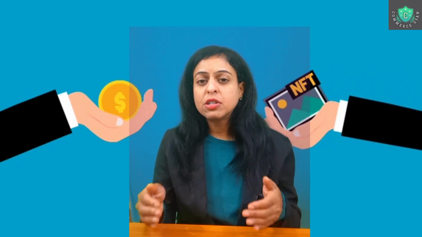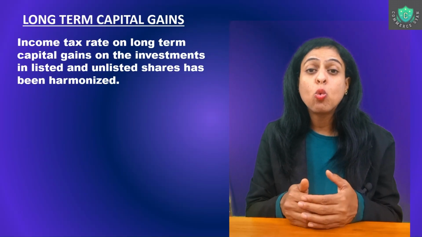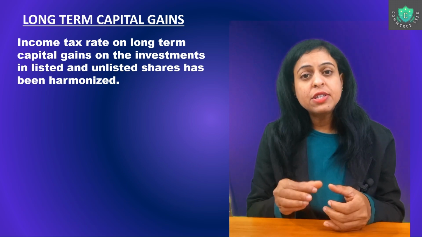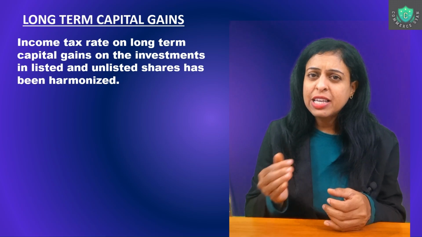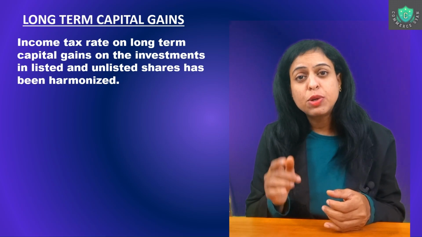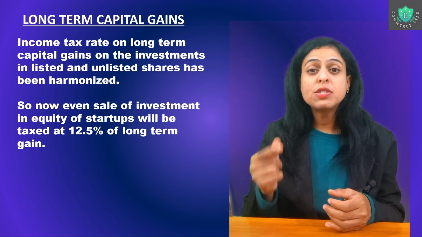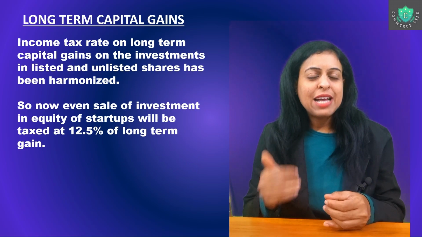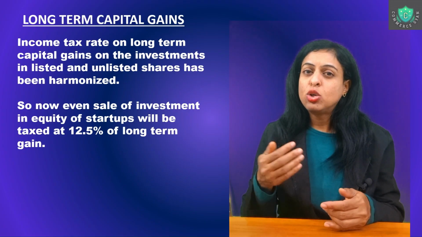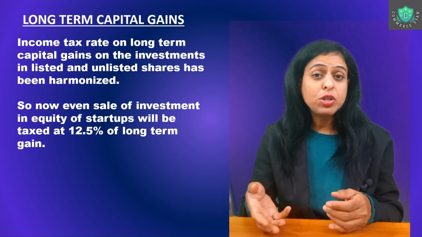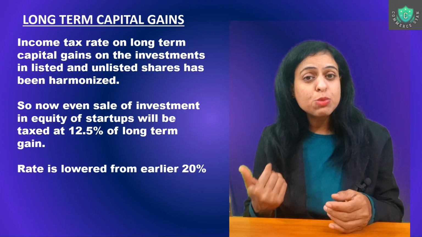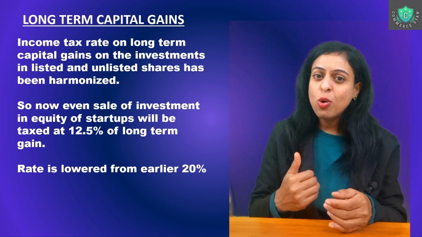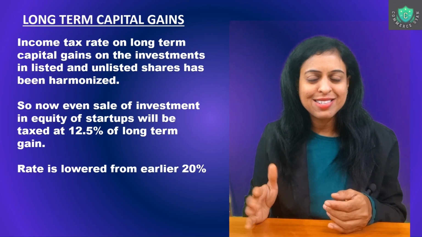Now, for the startups, the government has brought these two definitions, that is the listed company and unlisted company capital gains, under one same tax structure. Even in the case of startups, when they are selling their equity, the long-term capital gain will be taxed at 12.5%, which was earlier 20%. So people as investors will be encouraged to put in money into the startups without any fear, because earlier if I put in a startup and sold my stake, I would have to pay 20% tax, which would be a big problem. So this problem was removed by the government, and now it is taxed only at 12.5%.